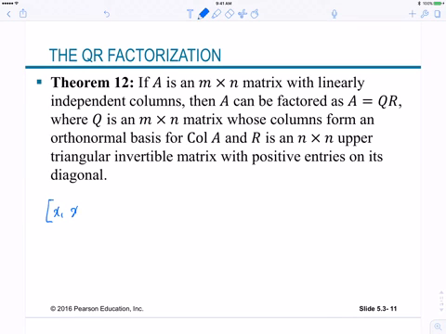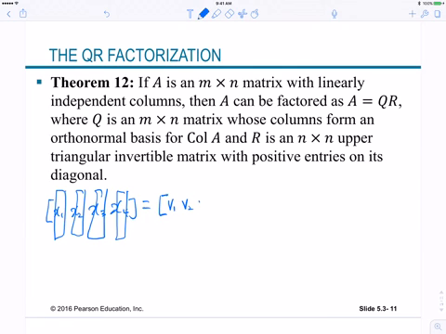So we were given x1, x2, and x3, maybe up to x4. Okay, so these are vectors that are just linearly independent. And then we were obtaining v1, v2, v3, and v4. Okay, these are our Q.